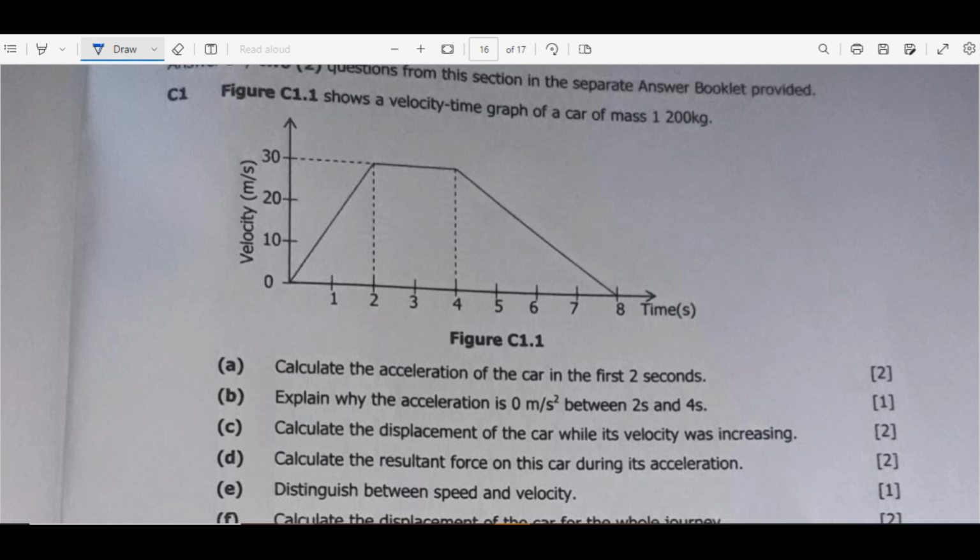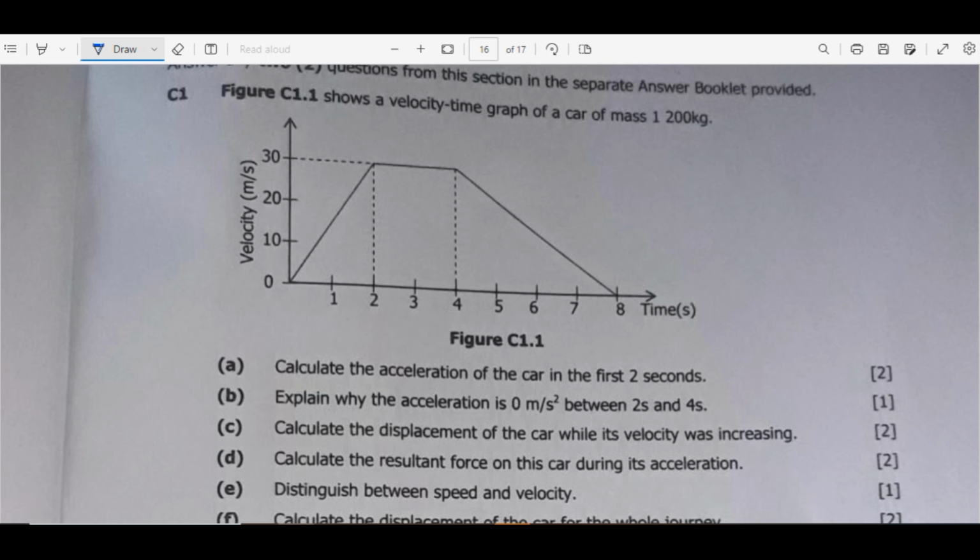Now, what is acceleration? Acceleration is defined as the rate of change of velocity. So whenever the velocity is changing, we are going to have acceleration, or it tells us how fast or slow the velocity is changing. So that is what the acceleration is all about.